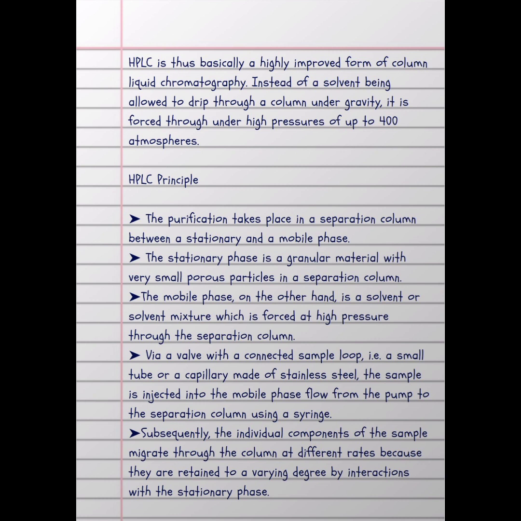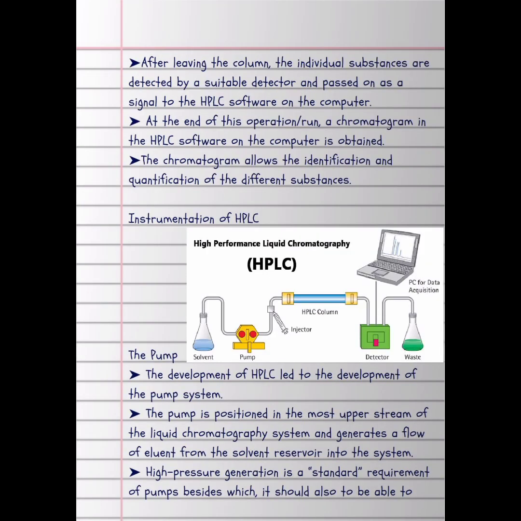syringe. Subsequently, the individual components of the sample migrate through the column at different rates because they are retained to a varying degree by interactions with the stationary phase. After leaving the column, the individual substances are detected by a suitable detector and passed on as a signal to the HPLC software on the computer. At the end of this run, a chromatogram is obtained in the HPLC software. The chromatogram allows the identification and quantification of the different substances.